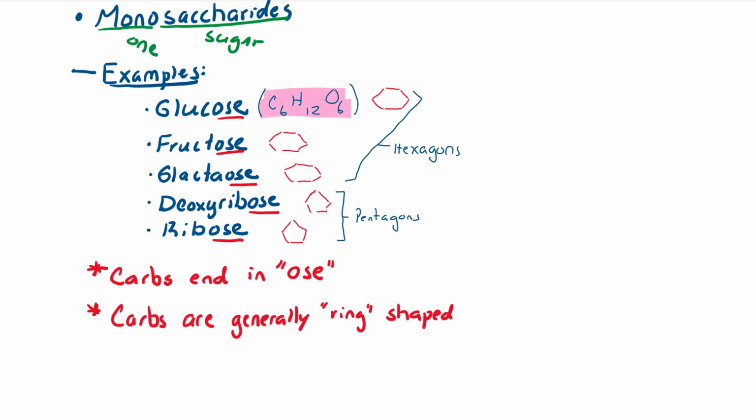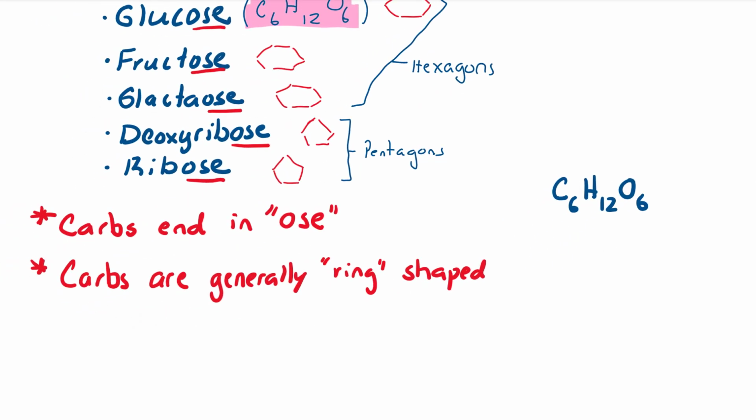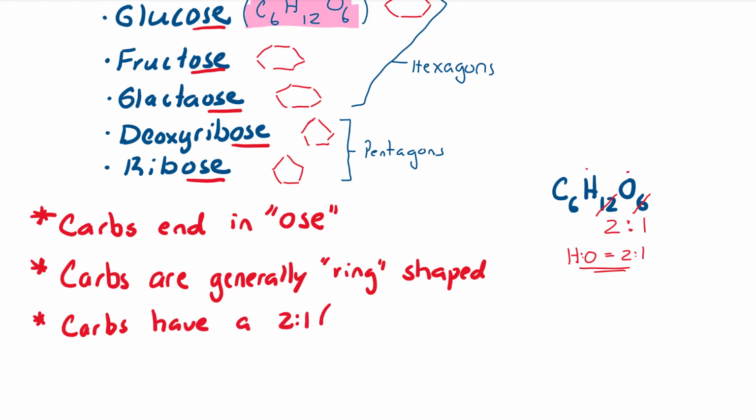Our third identifier is going to look at the chemical formula, C6H12O6. And if you look up close at the hydrogen and oxygen, the ratio of the hydrogen atoms to oxygen atoms will always be 2 to 1. 2 hydrogens for every 1 oxygen. And that's another identifier for a carb.